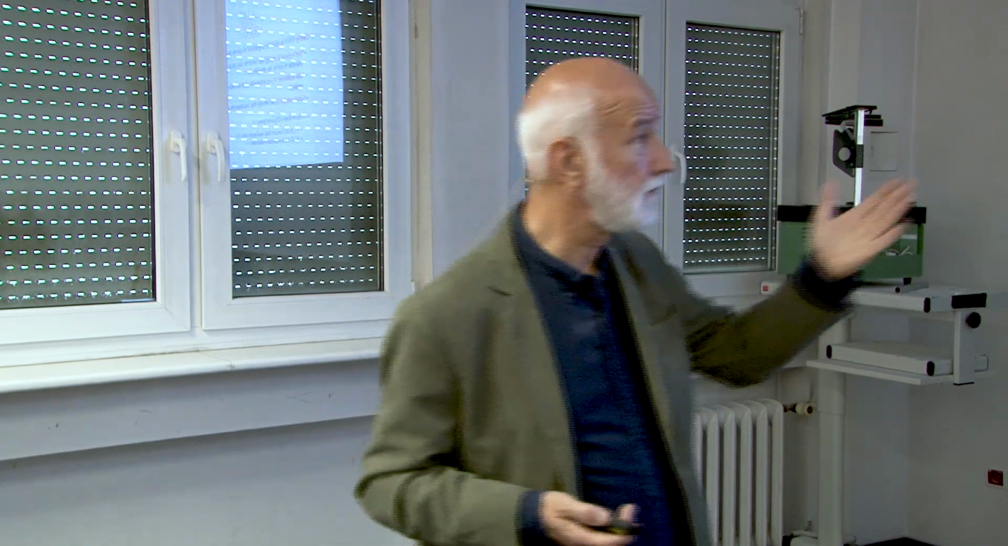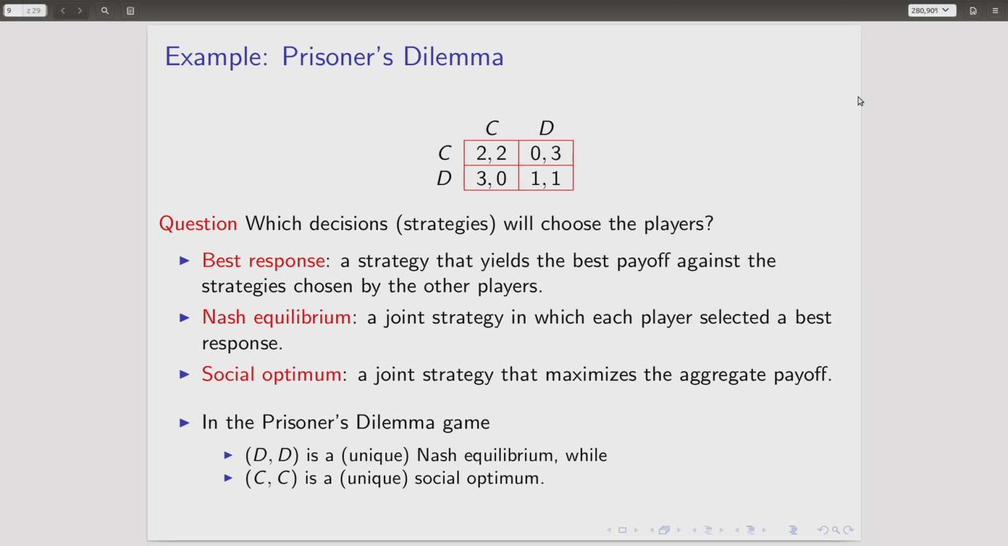But there is another concept which is more important, one would think, the social optimum. Social optimum means that you have a joint strategy, a selection of strategies, one per player, such that the generated income is maximum. So this is the aggregate payoff. Using this terminology, we can say that in this prisoner's dilemma game, you can check, there is a unique Nash equilibrium, namely defect, whereas the other important combination, CC, is a unique social optimum.